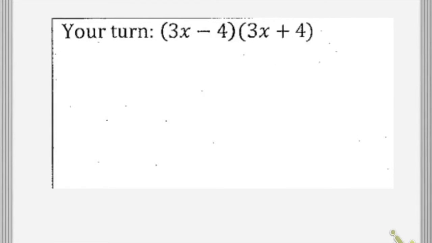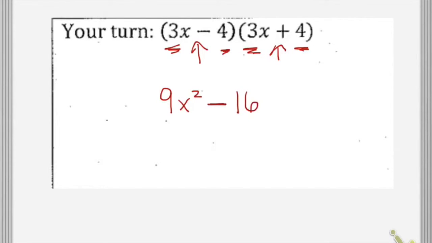So this one says your turn, but I'm going to lead you through it. Again, we have twin binomials. We have the same first term, opposite last terms, or the same last terms, but with opposite signs. And so when we FOIL and simplify, we get our perfect square. That 3x times 3x gives us our 9x squared. This is always going to end up as a difference of squares, so we know that's subtraction. And then the square of the 4s would be 16. So you're just learning that pattern.